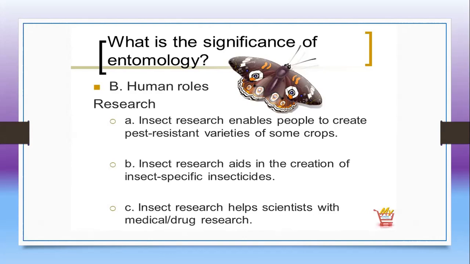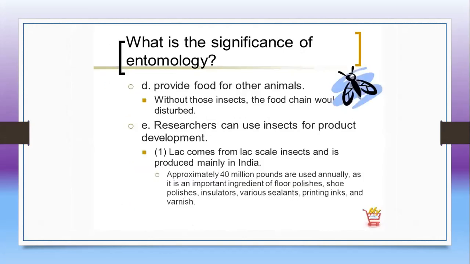Just now we have seen the fireflies help in giving medicines with the help of the chemicals they produce, in the form of luciferins. Not only those insects, but various other insects are also able to give their contribution in the form of medical and drug research, which is useful for human beings again. Okay, another important significance of entomology.